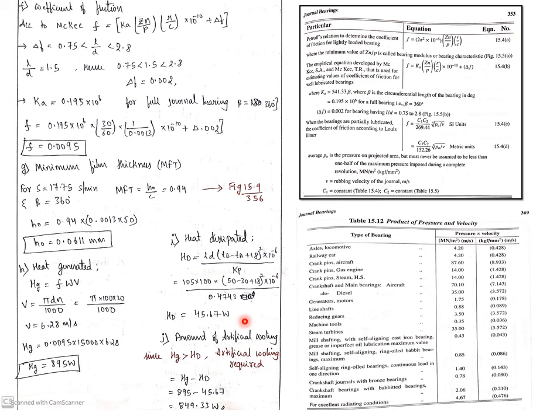Now it's time to check whether artificial cooling is required for this bearing or not. Since heat generation is greater than the heat dissipation, if you take the difference of these two, you will get the required amount, where 849.33 watts is the total amount of artificial cooling which is required for the bearing. This completes the design problem of bearings.